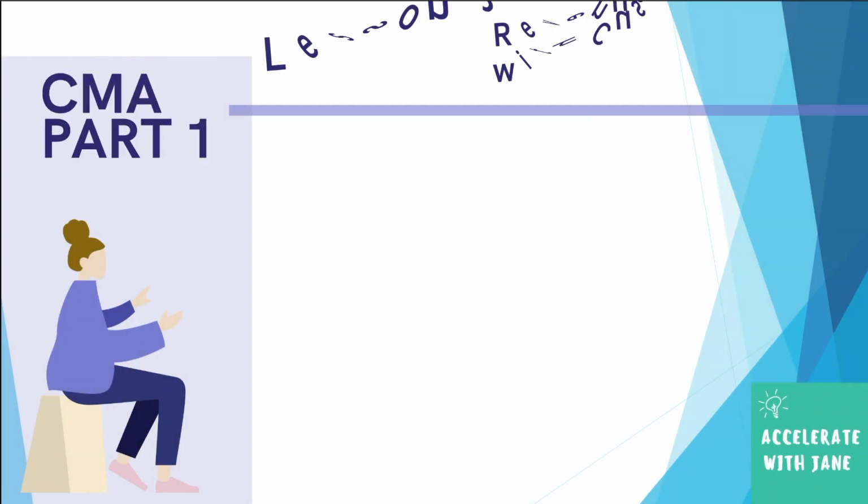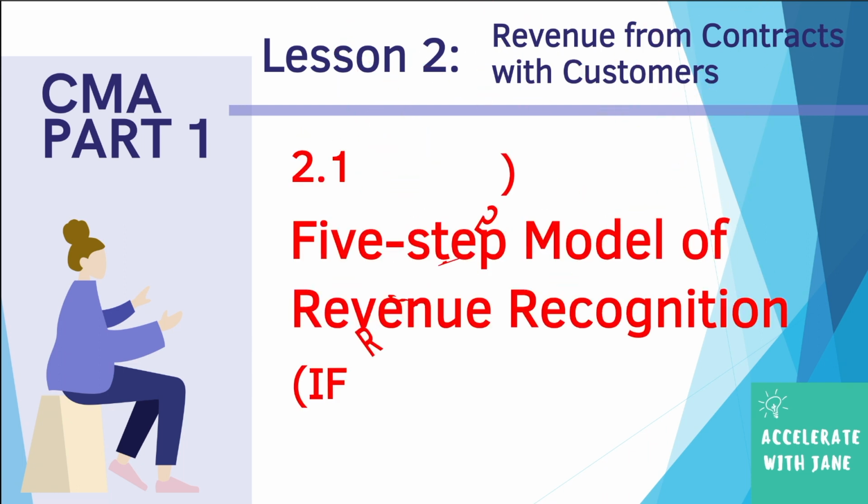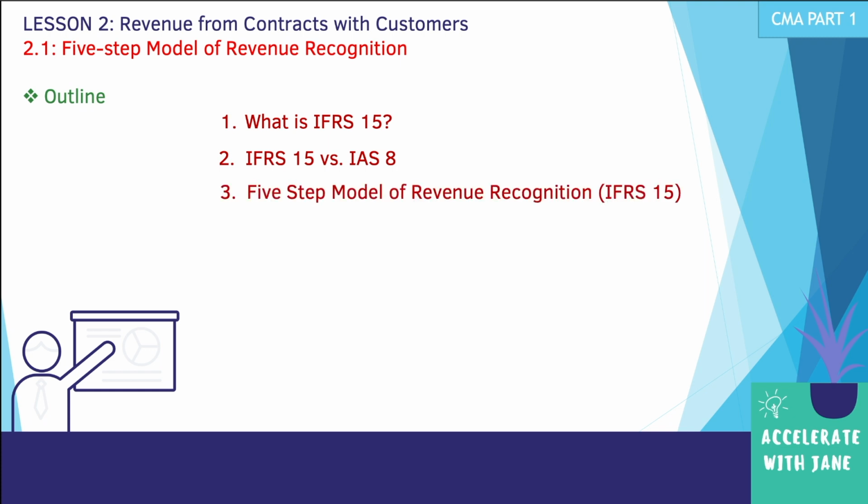Alright, so this lesson is for CMA Part 1, and we're already in Lesson 2, Revenue from Contracts with Customers, and Section 1 is about the 5-step model of revenue recognition, or the IFRS 15. So, to provide you an outline, first, I'm going to talk about what is IFRS 15. Second, I'm going to do a comparison between IFRS 15 and IAS 18. So for the information of everyone, IAS 18 is the old standard for revenue, and IFRS 15 is the new standard. Third, I'm going to discuss in detail the 5-step model of revenue recognition, or the IFRS 15.